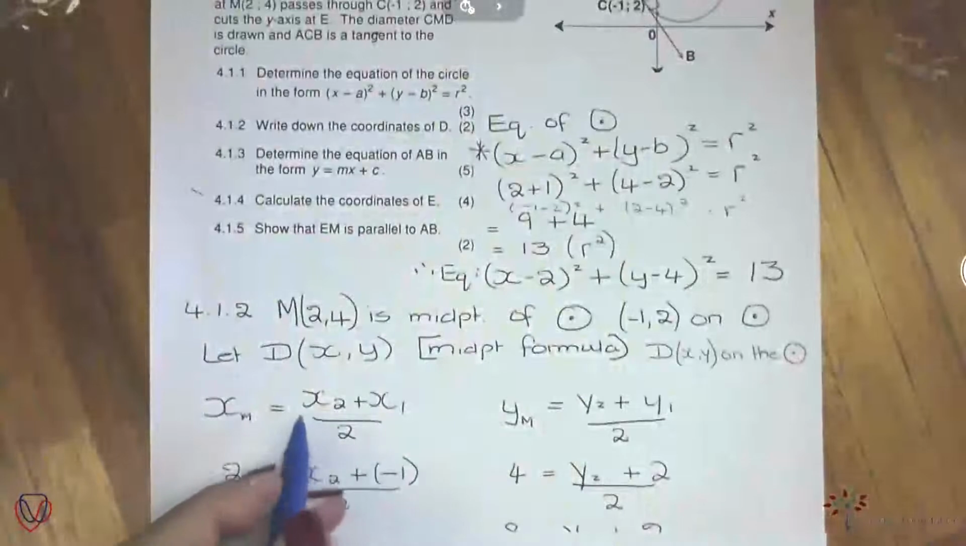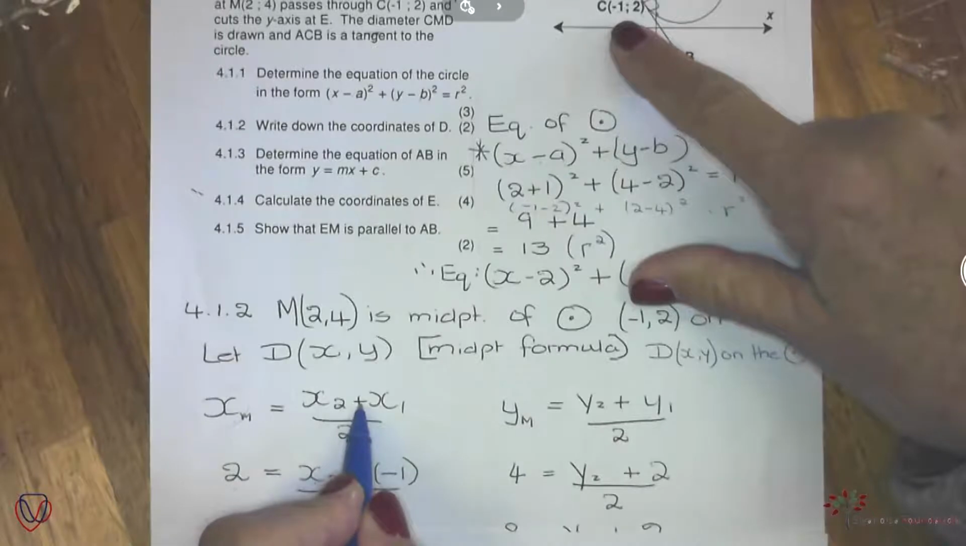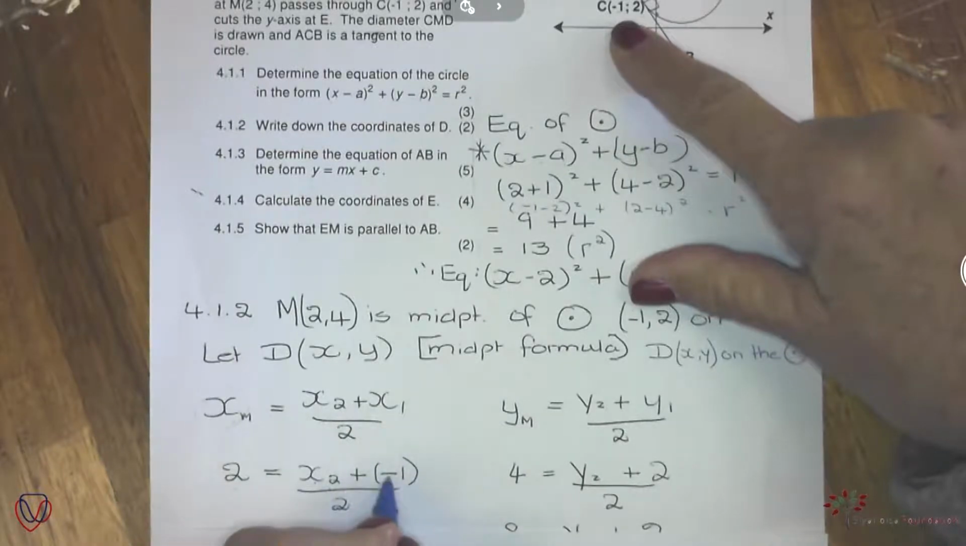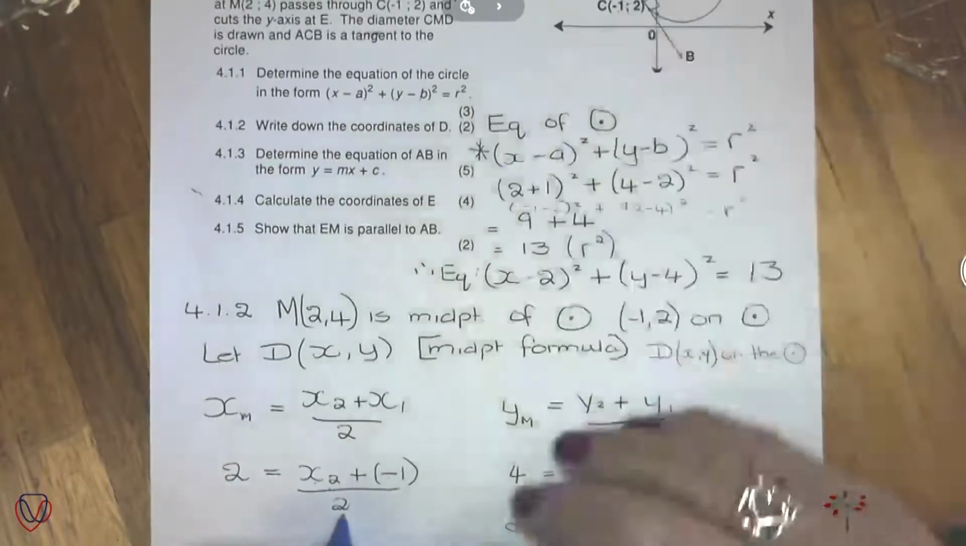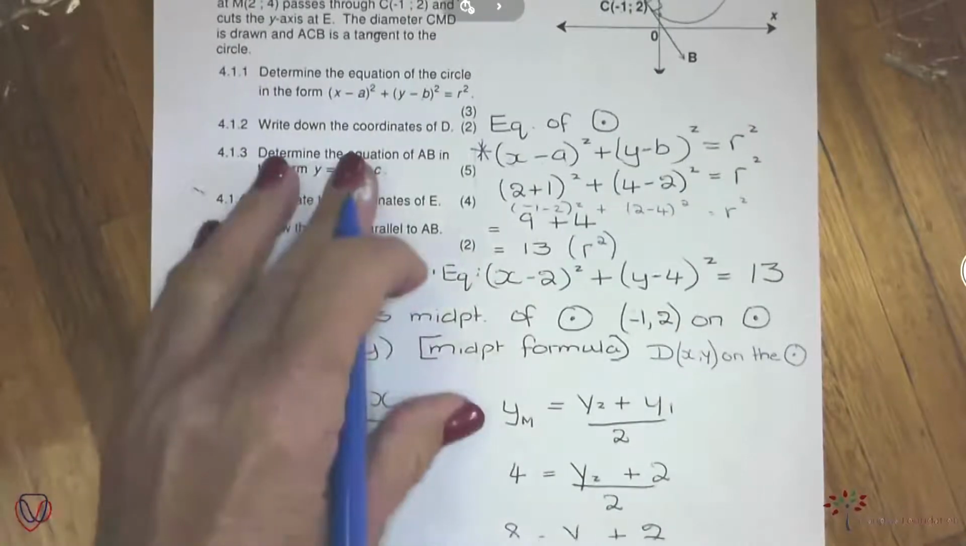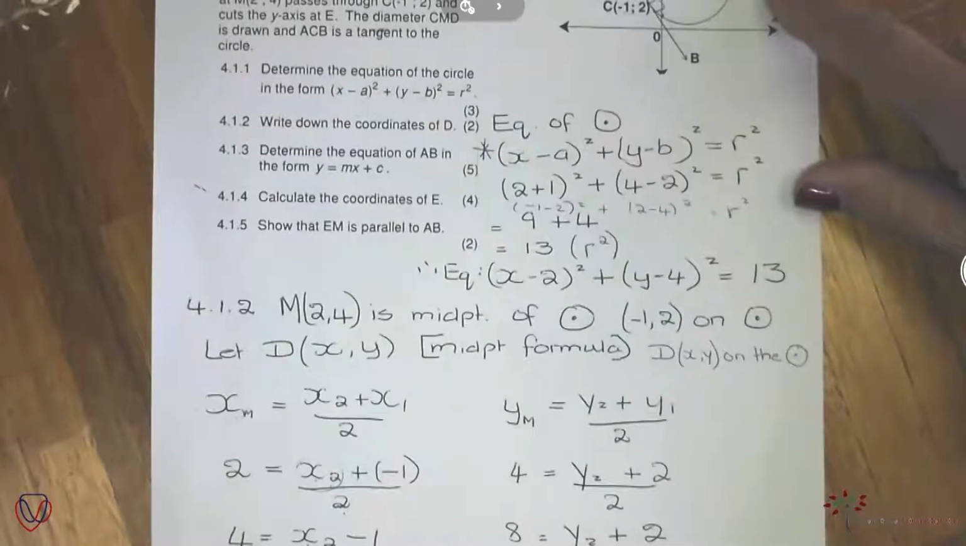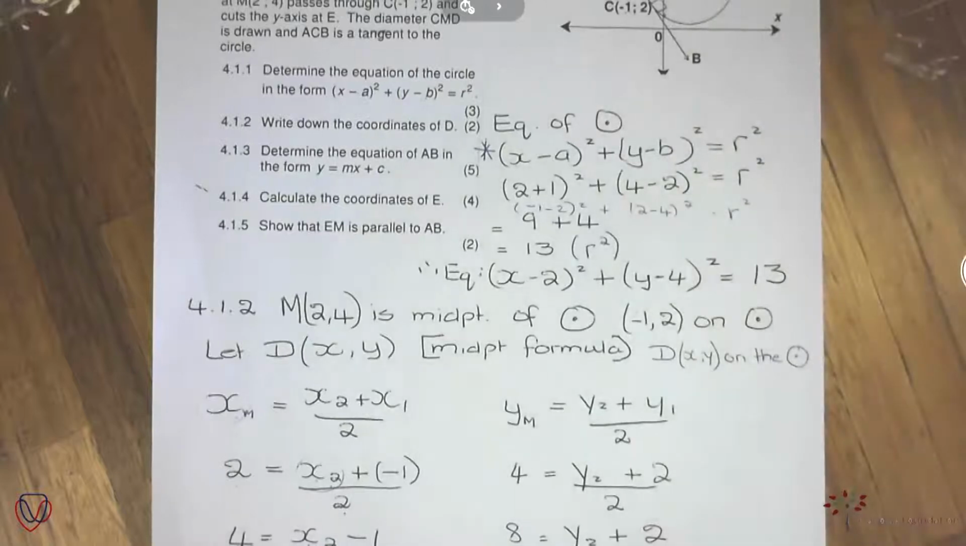So we can say x2, this x is negative 1. That formula has got a positive. It's not like the distance formula. Plus negative 1 divided by 2. Can you see we've only got that variable there? So we can solve it. We're going to do cross multiplication. 2 times 2 is 4, equals x2 minus x1, and x1 is actually negative 1. So the x of D, that's the point there, is equal to 4, and you take the 1 to that side, it is 5.